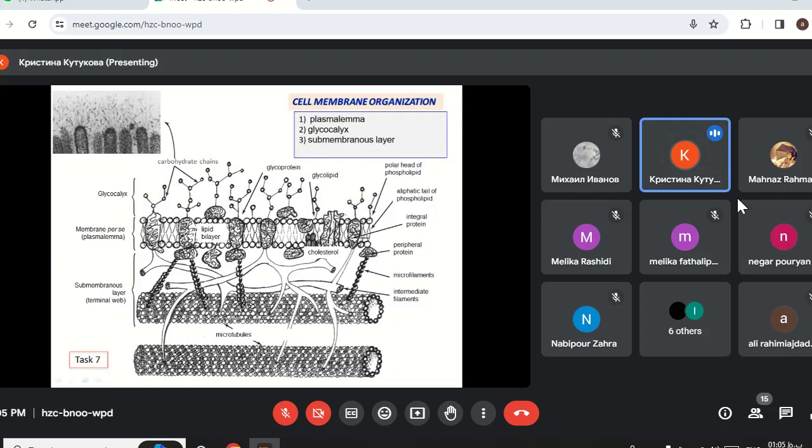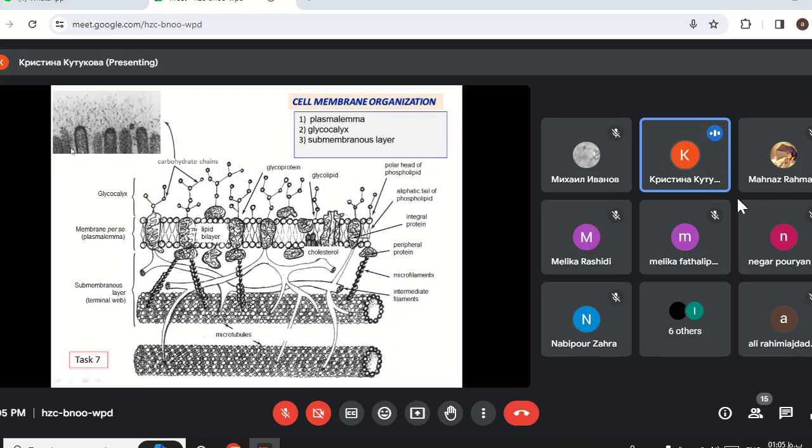The second component of the cell membrane is the glycocalyx. Glycocalyx is seen here. It consists of the carbohydrate chains. Carbohydrate means sugar. These molecules are sugar molecules attached to the proteins or lipids of the membrane. So if this carbohydrate chain is attached to the protein or to the phospholipid, it makes the glycocalyx.